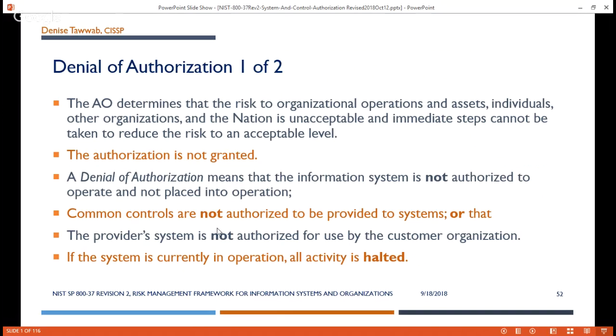A denial of operation means that the information system is not authorized to operate and is not placed into operation. If you're looking at common controls, the denial means that common controls are not authorized to be provided to systems, or that the provider system is not authorized for use by the customer organization. If the system is currently in operation, all activity stops.